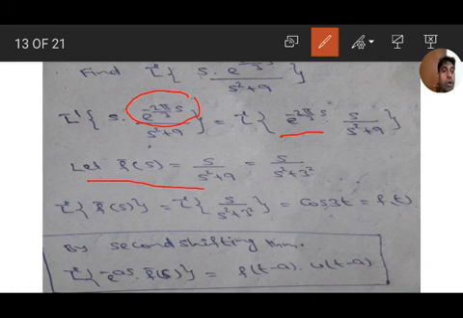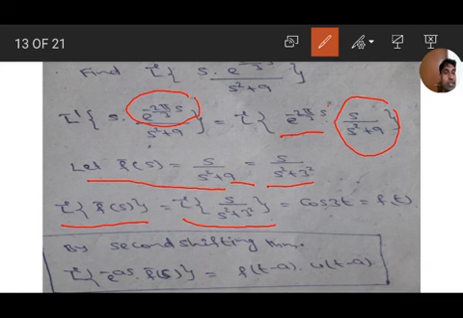Let f bar s equal the remaining part, that is s by s square plus 9, which is s by s square plus 3 square, since 9 means 3 square. So its inverse Laplace transform, L inverse of f bar s equals L inverse of s by s square plus 3 square. By the formula, L inverse of s by s square plus a square is cos at. Here a equals 3, therefore L inverse of s by s square plus 3 square equals cos 3t. Take it as f of t.